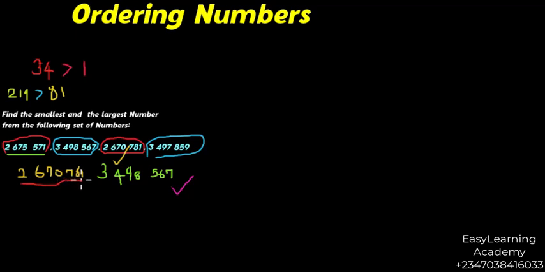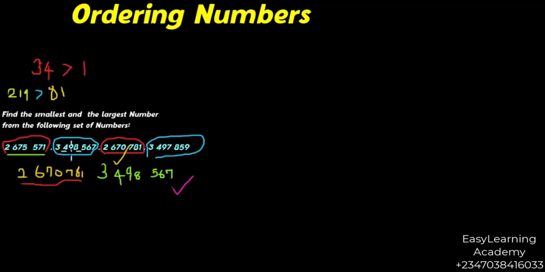2,670,761 happened to be the smallest. We did the same thing to the largest number by comparing the numbers that begin with 3 million: 3,498,567, and also comparing with 3,497,856. We compared the next digit, 4 is here, and also 4 is here.